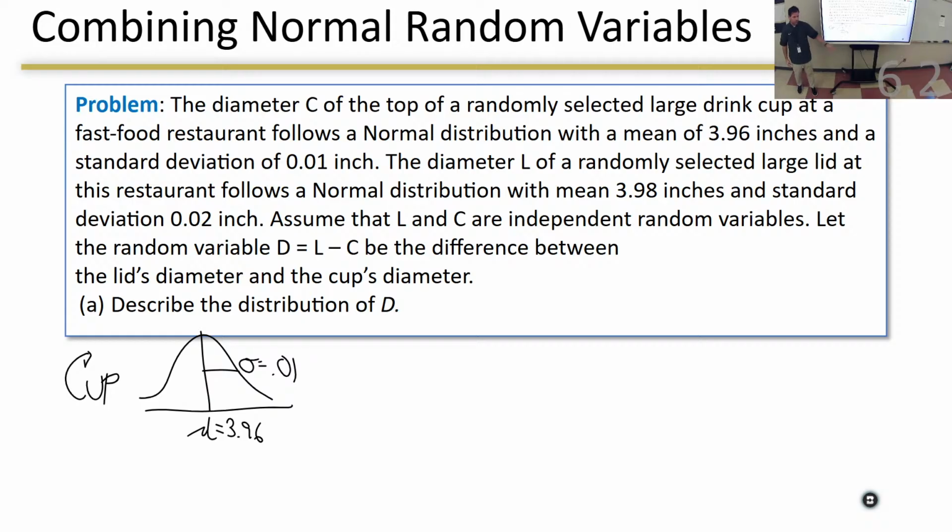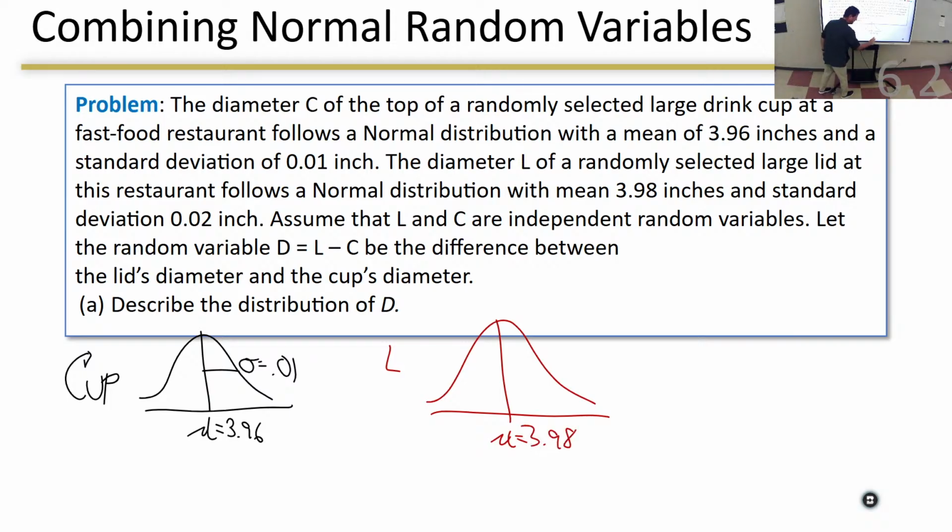Normal distribution, 3.96, 0.01. The diameter of a lid follows a normal distribution with a mean. Please be bigger than 3.96. It's 3.98. Why do we want the lid bigger than the cup? So it fits. 3.98 with a standard deviation of 0.02. They need a better quality control manager.